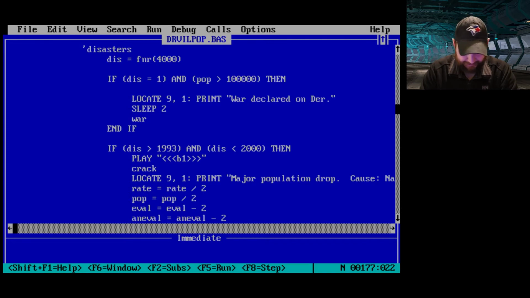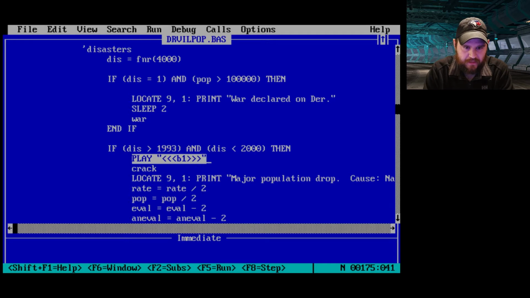Now, this is bizarre. If it's greater than 1993 and less than 2000, so we have a span of 8 numbers here, so 8 out of the 4,000 times, so 1 in every 500 years, approximately, this is going to happen. What is it? We play B1. That's it.